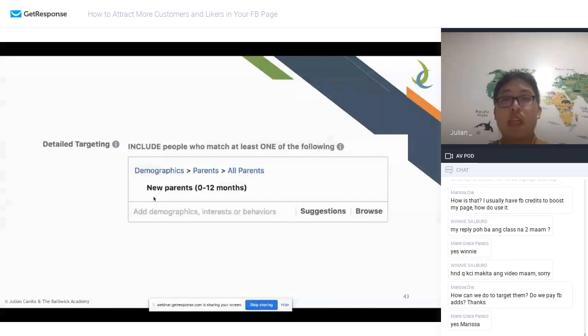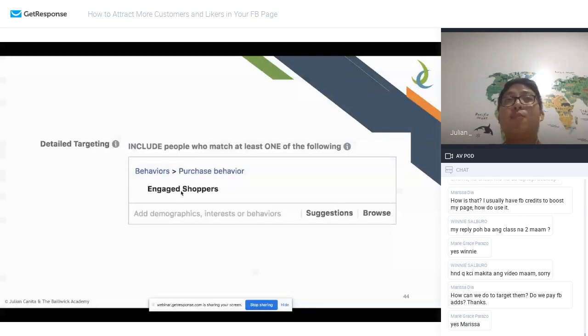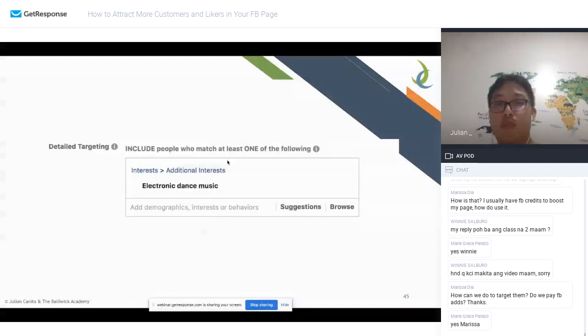Ganyan. Engaged shoppers, for example, people who clicked on the buy now button. For example, kaka-11-11 lang, alam mo nag-shopping yung mga yan. Then mag-run ka ng ad na parang, uy, ano, na-stress ka ba shopping mo? Parang na-stress ka ba dahil hinihintay mo yung in-order mo sa Lazada? Order ka muna ng cookies. Very random, but what I'm trying to show you is the power that you can actually tell Facebook who you want to reach. For someone like me, you can target people who are interested in electronic dance music.